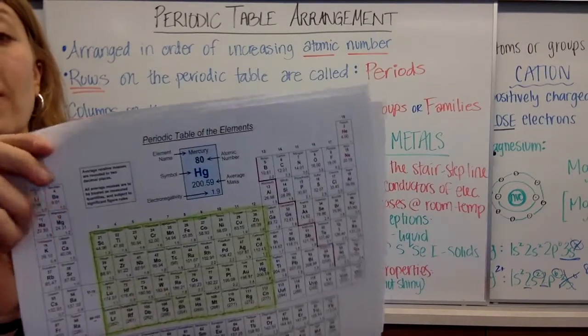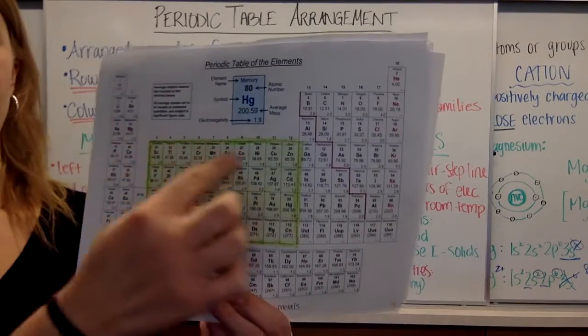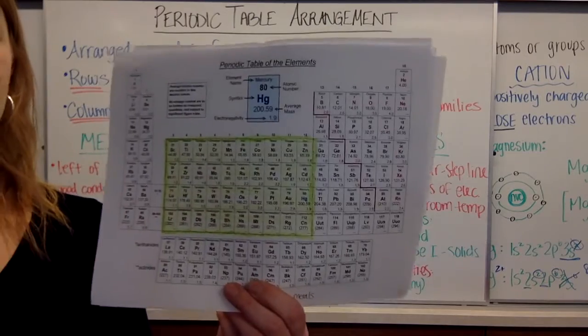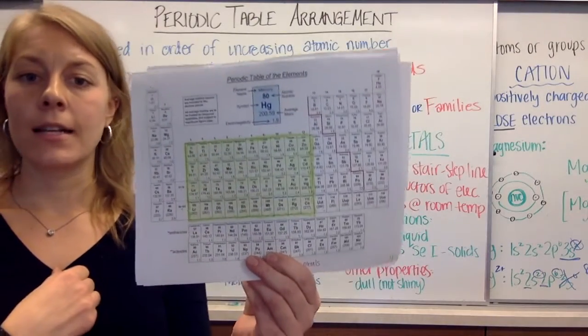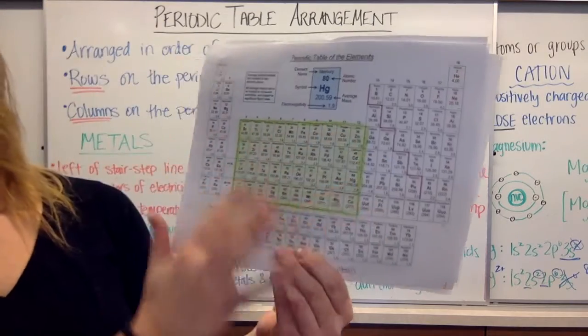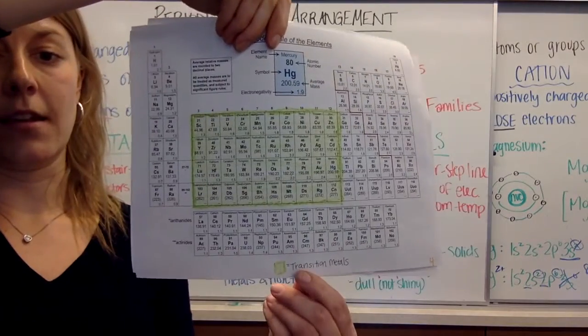Next, I have colored all of my transition metals. Remember that this is our D block, so for all of these transition metals, we don't predict the number of valence electrons based off the table. Those are the transition metals, my key at the bottom.